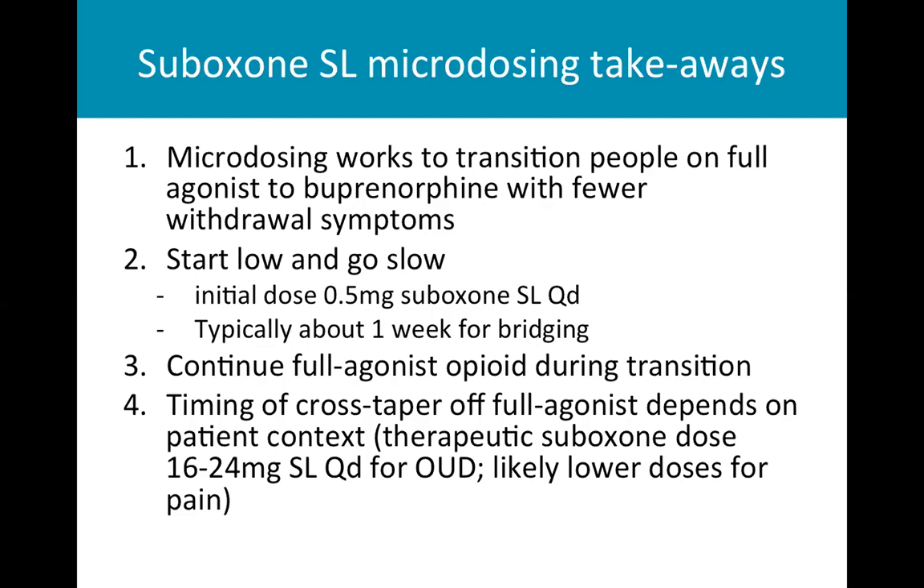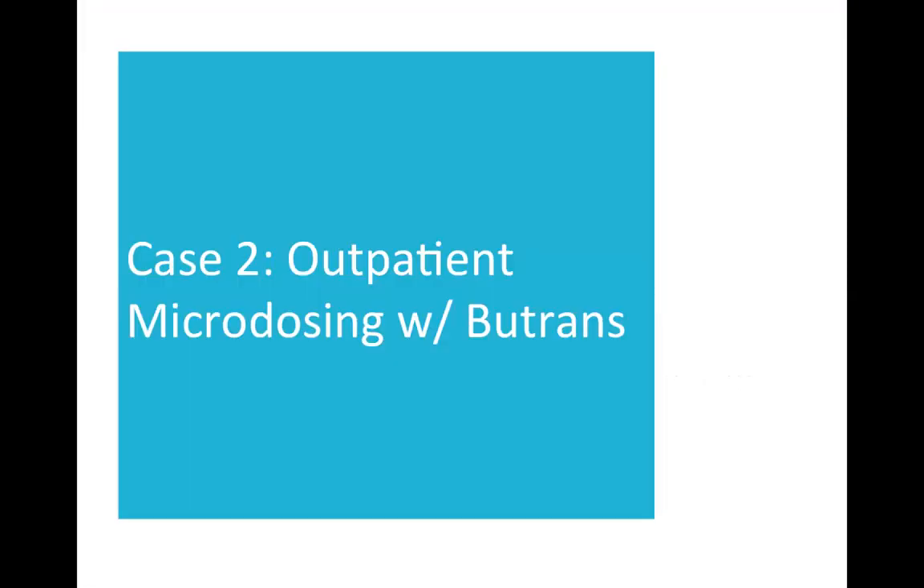For patients who are doing this transition that don't have OUD and have chronic pain, the timing of the cross taper off the full agonist is likely at lower doses, and usually happens somewhere around 4 to 6 milligrams of Suboxone. So once you get up to that level, you'll see that most regimens start having people come down on the full agonist just to see how the Suboxone works in their body, and then to continue to titrate up from there, since you don't know what endpoint you're going for. So I'm going to turn this back over.